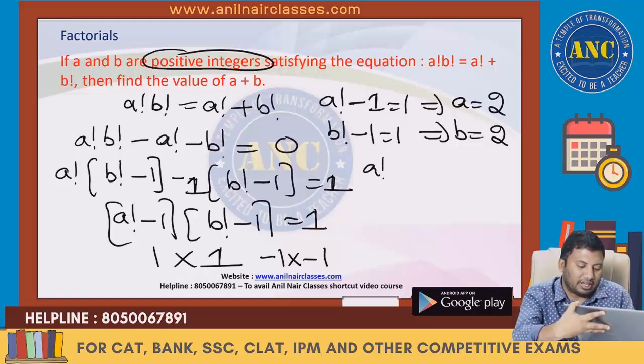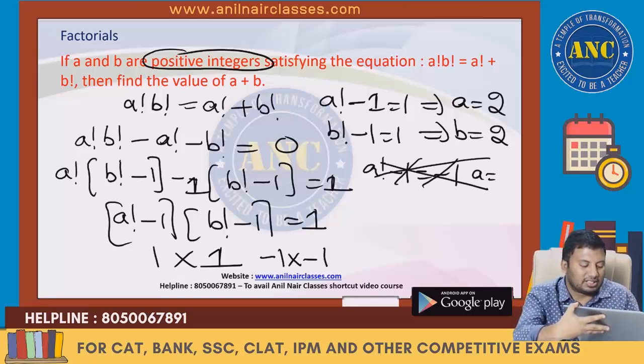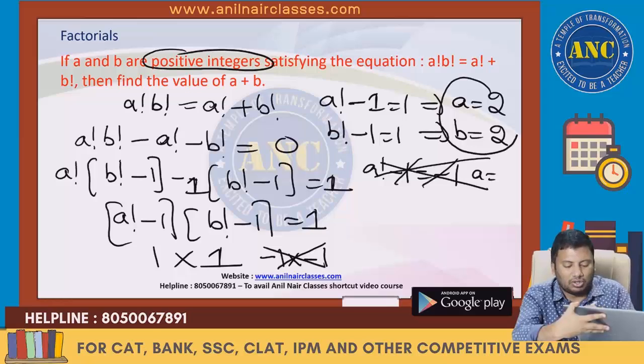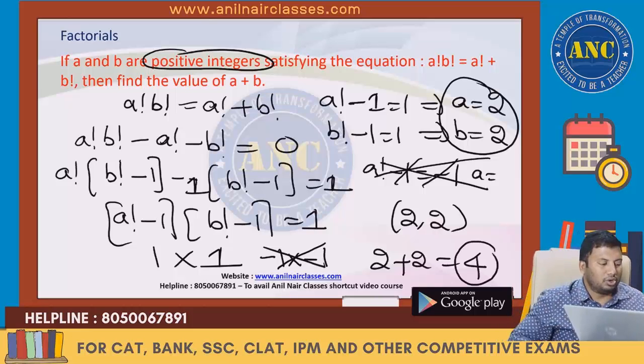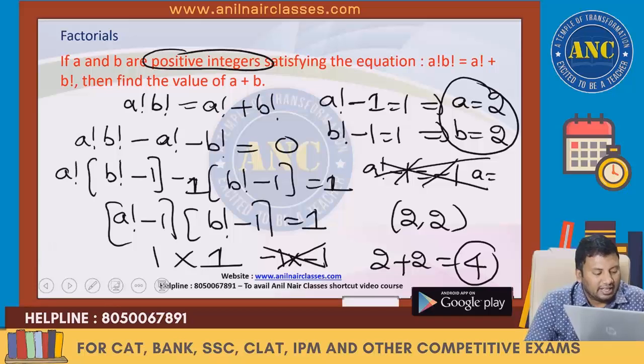Suppose if I take minus 1, a will become 0, and 0 factorial itself is 1, so that is not possible. So there is one value which will satisfy, 2 comma 2. The value of a plus b is 2 plus 2, which is 4. I hope the idea is clear.